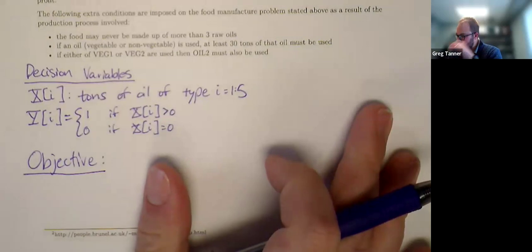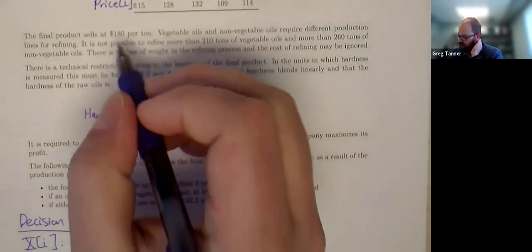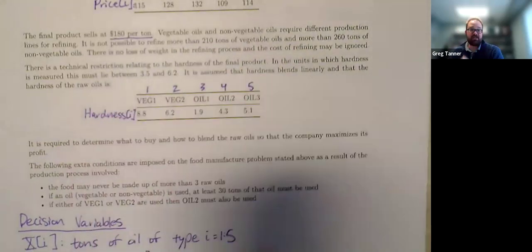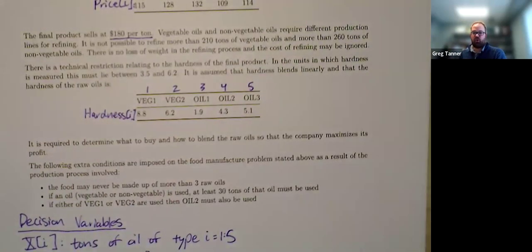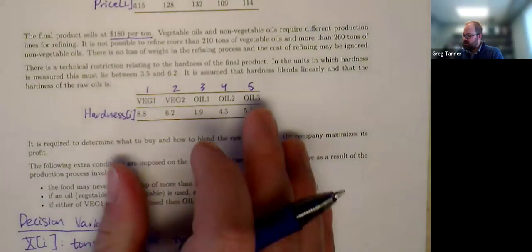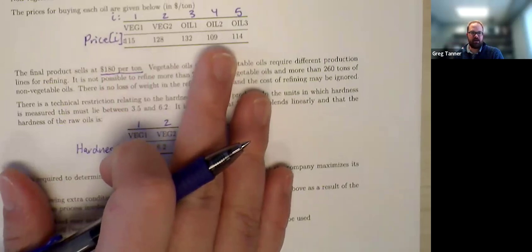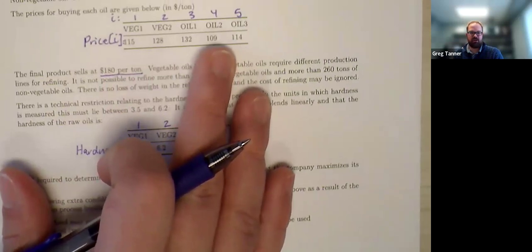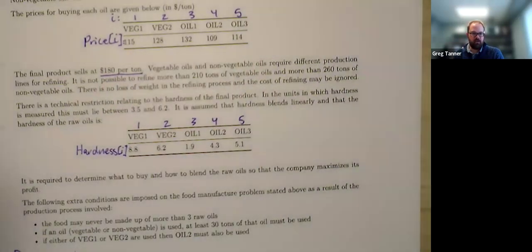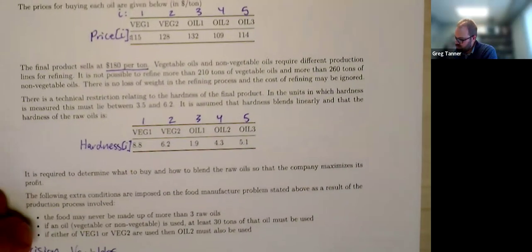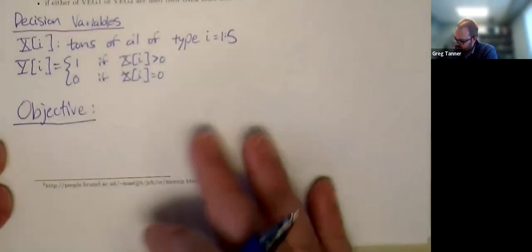When we sell it, it sells for $180 per ton, regardless of what we mix into it. So the revenue side is fixed. On the cost side, we've got different prices per oil, and we noticed that all these cost less than $180 per ton, so we're definitely going to have a decent profit margin no matter which oils we're using, but we of course want to maximize that profit. So let's take that into account.